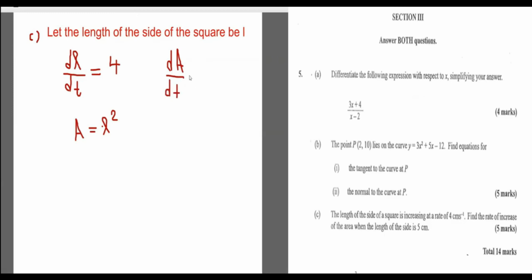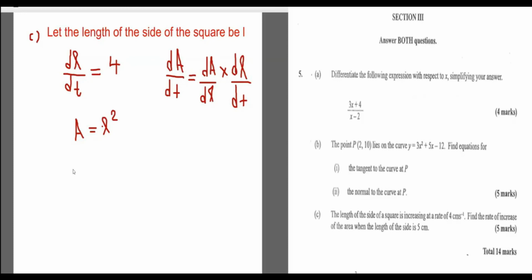And we don't know how we're going to find dA by dt. But this is what we know about area: area is L squared. Now look at this, guys. dA by dt using chain rule is dA by dL multiplied by dL by dt. And that will allow us to find the rate of increase of the area. dL by dt is 4, and so now we just need to work out what is dA by dL.